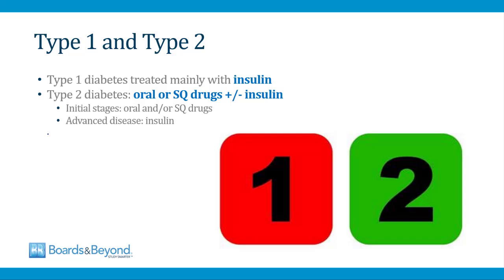In other videos I talk about the differences between type 1 and type 2 diabetes, but you should be aware that type 1 diabetes is mainly treated with insulin, and that's because these patients lack the ability to produce natural insulin from the pancreas. In contrast, type 2 is treated with oral or subcutaneous drugs, sometimes with the addition of insulin but not always. Usually in the initial stages of type 2 diabetes, treatment is with oral drugs or subcutaneous drugs, and only when type 2 diabetes becomes advanced is insulin therapy required.